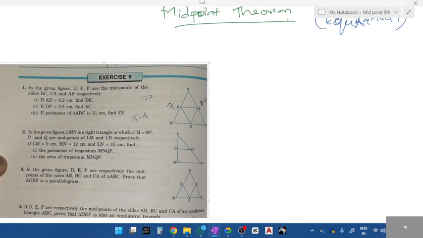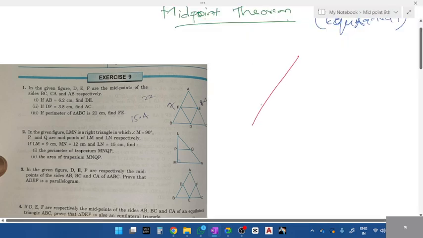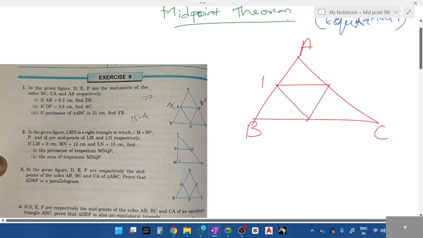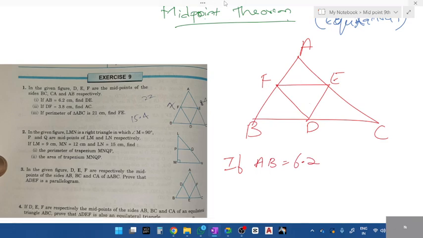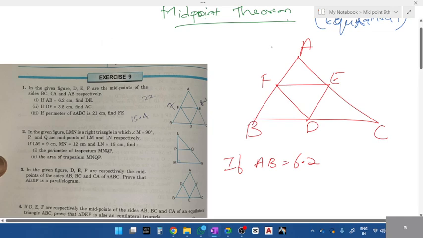Yeah, tell me the first one. What is the statement, the question given, students? In triangle ABC, D, E, F are midpoints, right? So take the first question. If AB is equal to 6.2, which is the midpoint line for AB? Which is the midpoint DE?